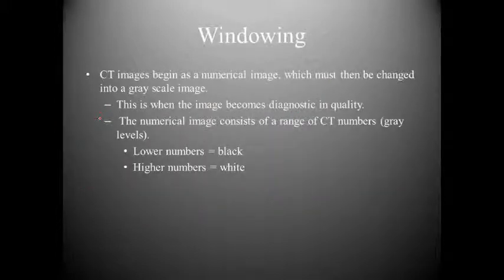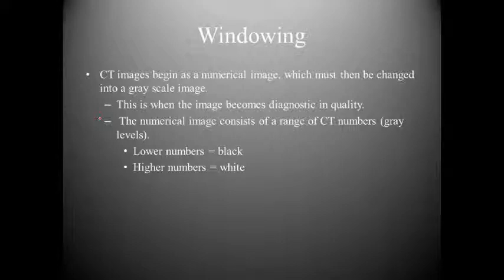So what is windowing? As we saw before, CT images begin as a numerical image, which has to be changed from that numerical image into a grayscale image. This is when the image becomes diagnostic in quality. Without this, the image would not be diagnostic. You couldn't tell any pathology by numbers. The numerical image consists of a range of CT numbers.